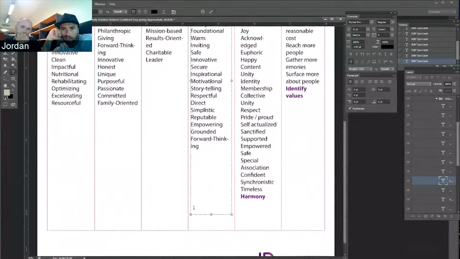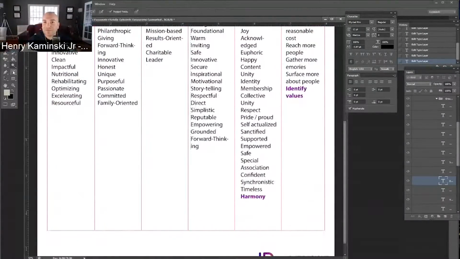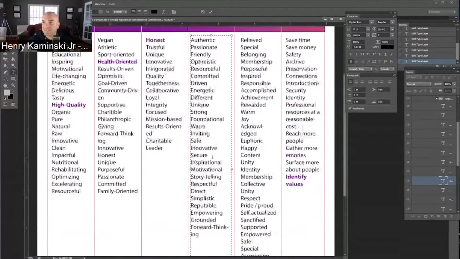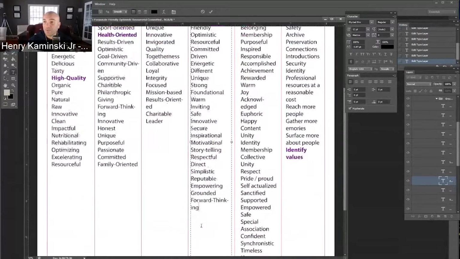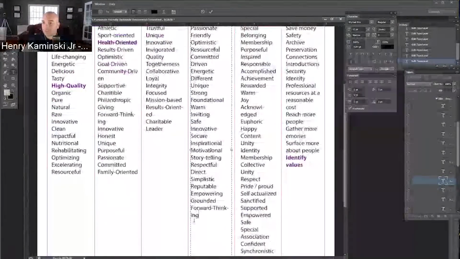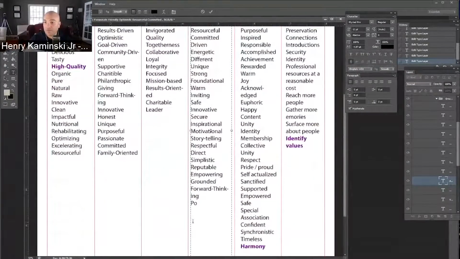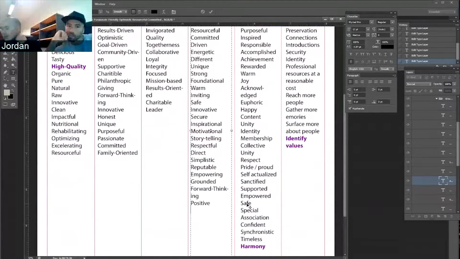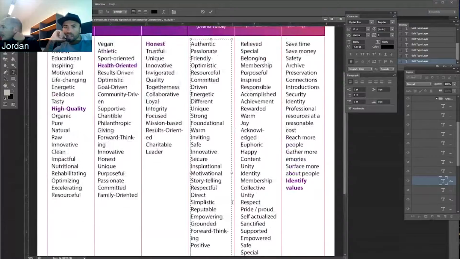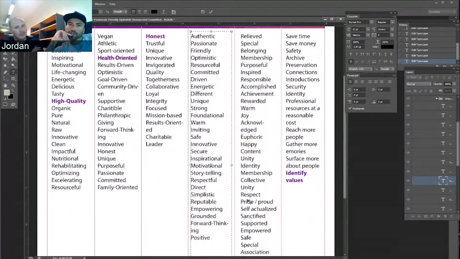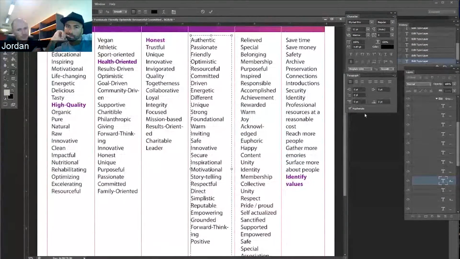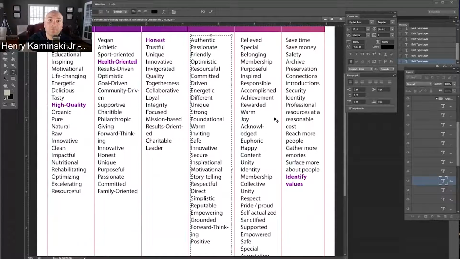How long do we have left on this one? No, we've got 20 seconds left. One more. Let's get one more. What do we got? Here's one that we didn't think of. I'll plop it in. Positive. Yeah, very true. Positive. There you go. So we have to pick one here. Okay, let's have a look. I came up with some good ones here.